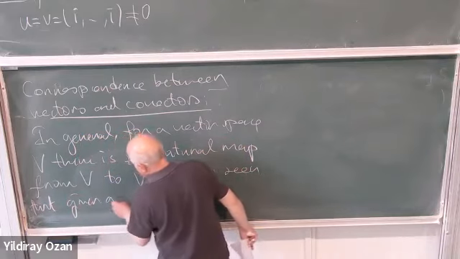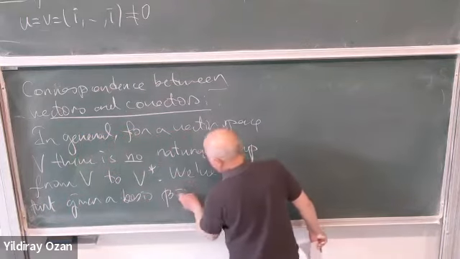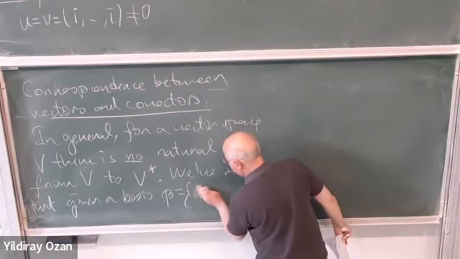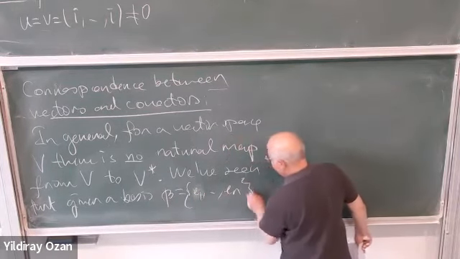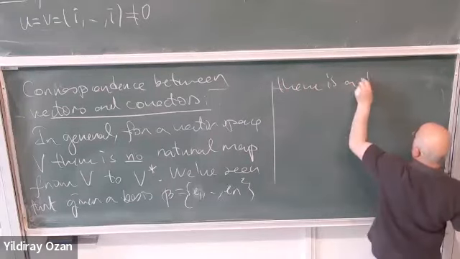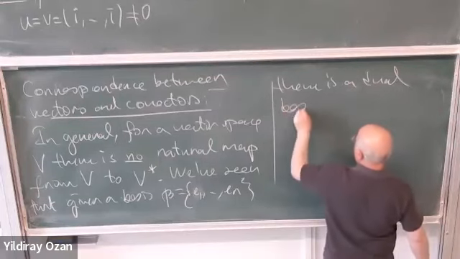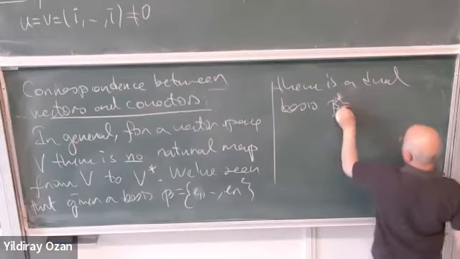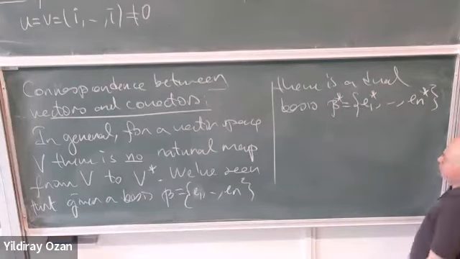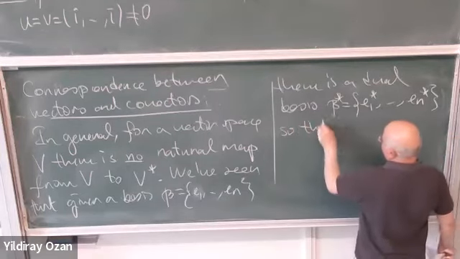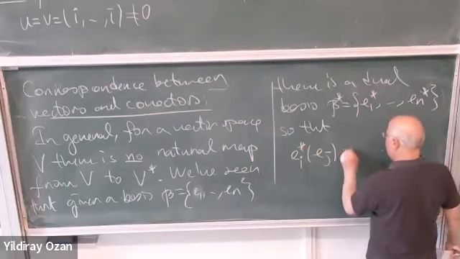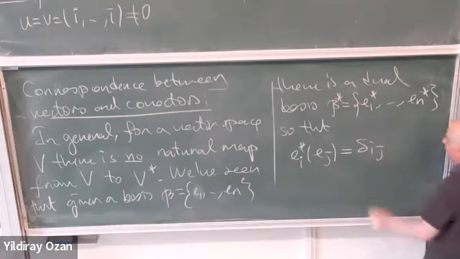Given a basis, let's say E1 up to En, there is a dual basis, E1 star up to En star, such that Ei star of Ej is the canonical delta ij, right?